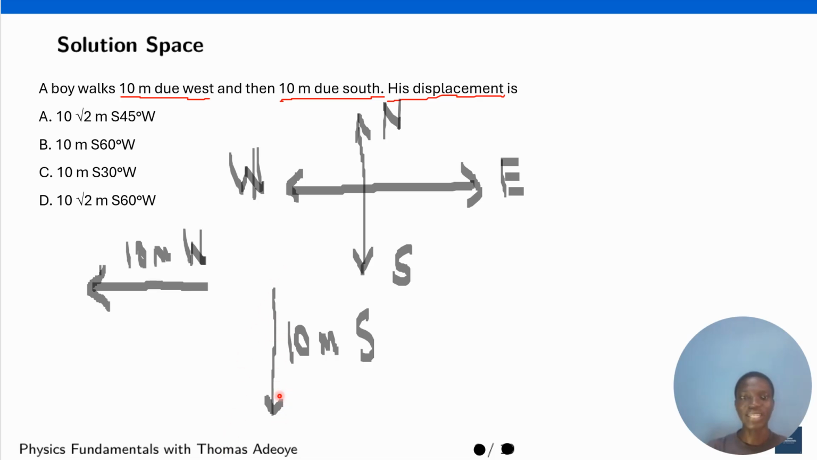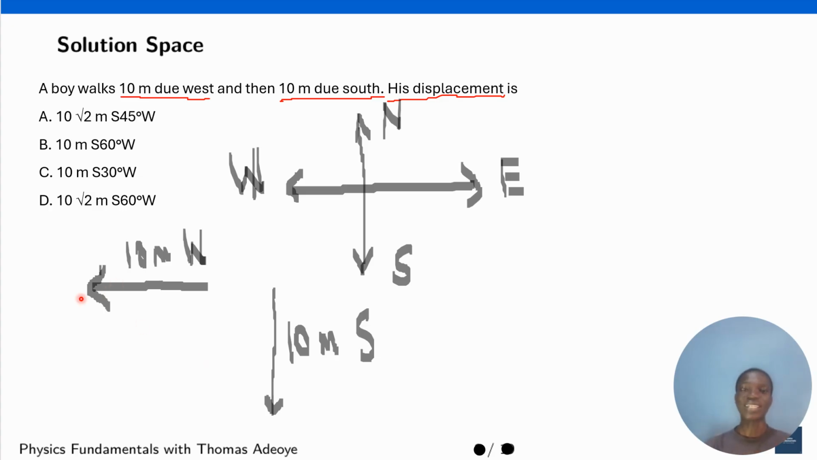This vector represents 10 meter southward. Okay, and this is the arrow, this is the length, and this is the tail. This is the tail of this vector as well. Now in vector addition, if you have not watched our videos on vector addition, you are still fine. Just take it this way.